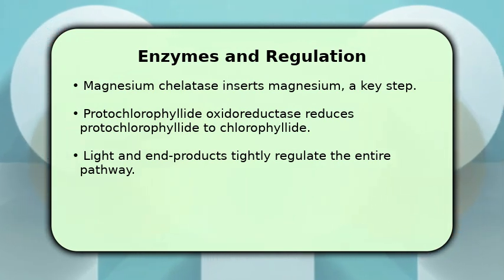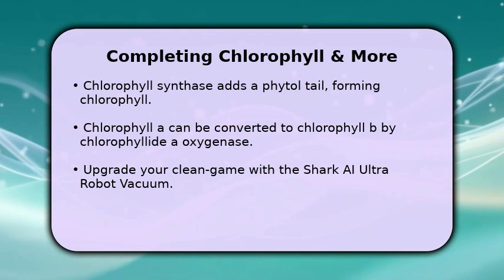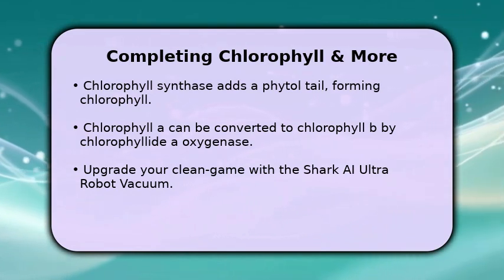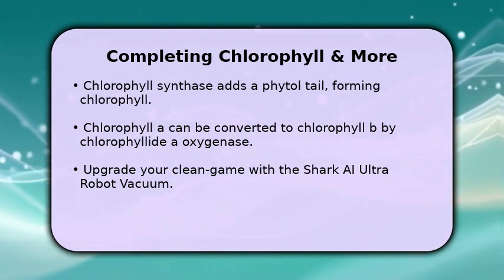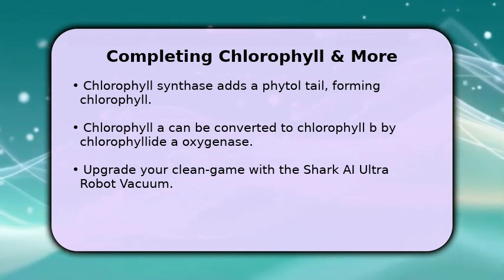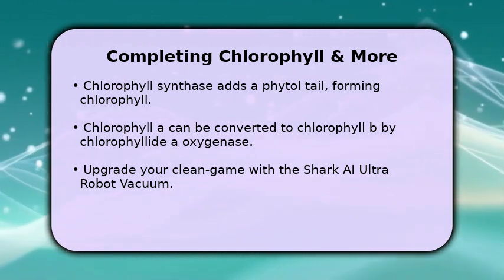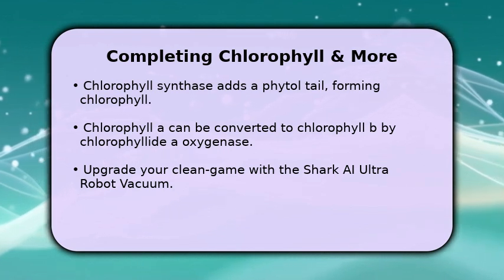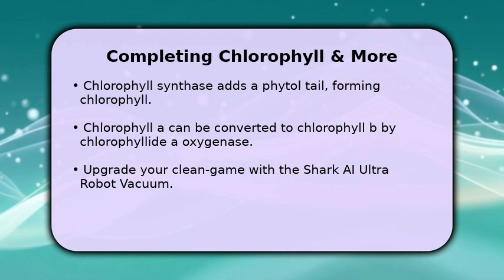efficient production. The final stages involve chlorophyll synthase, which attaches a long phytol tail to chlorophyllide, completing the chlorophyll molecule. Additionally, chlorophyll a can be transformed into chlorophyll b through the action of chlorophyllide a oxygenase, balancing pigment levels.